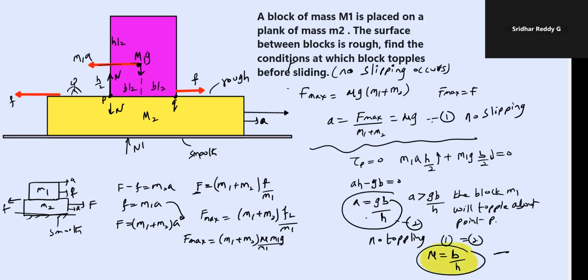Okay, great. Whether the block will topple or not will be determined by the value of mu, the coefficient of friction, and B and H. Agreed? If mu is less than B by H, it will slip before toppling. If mu is greater than B by H, it will topple before slipping.